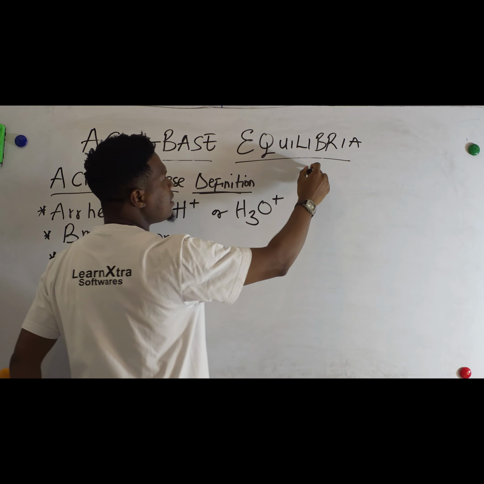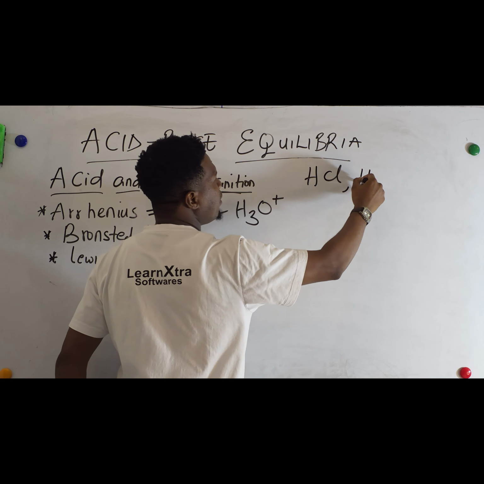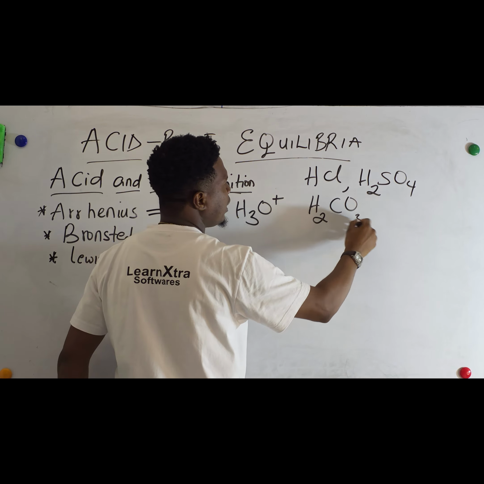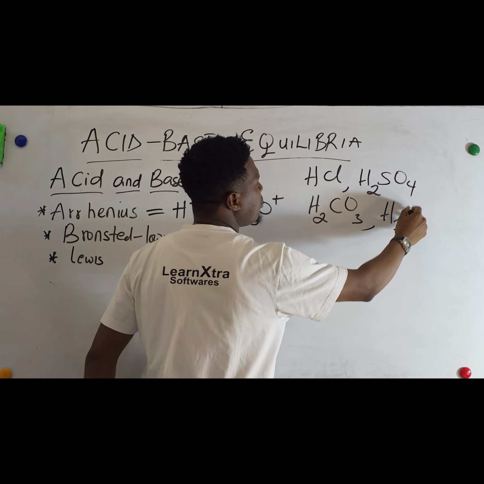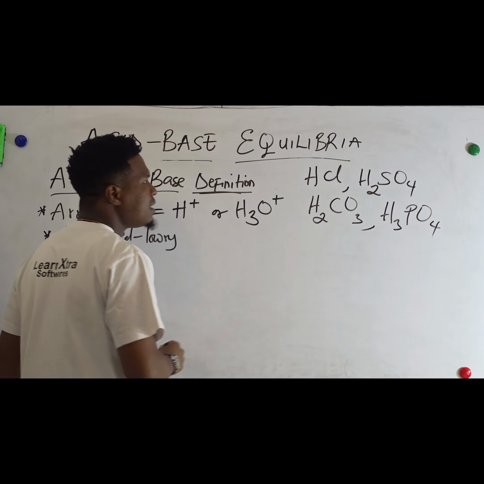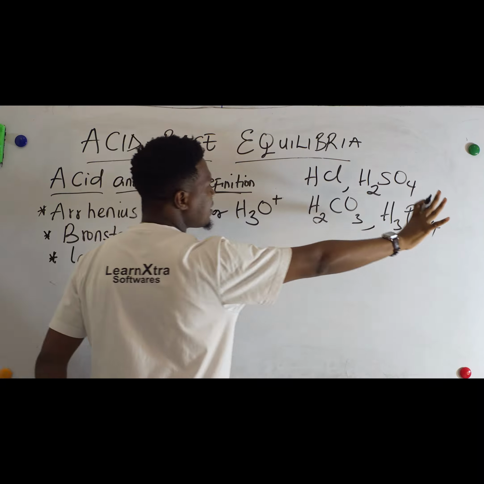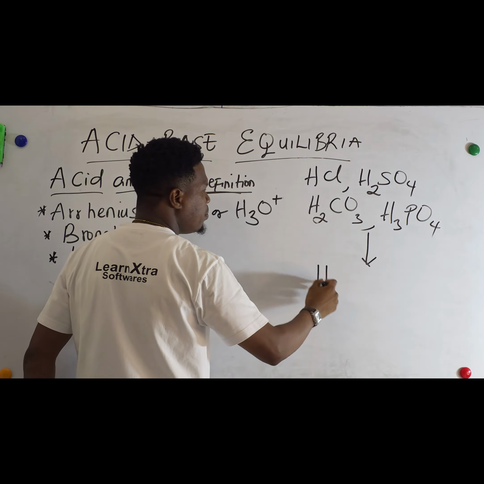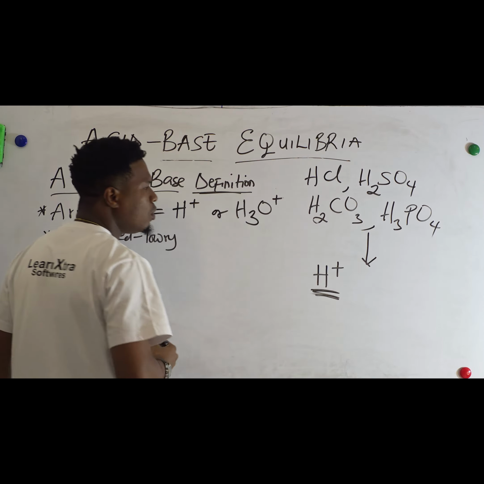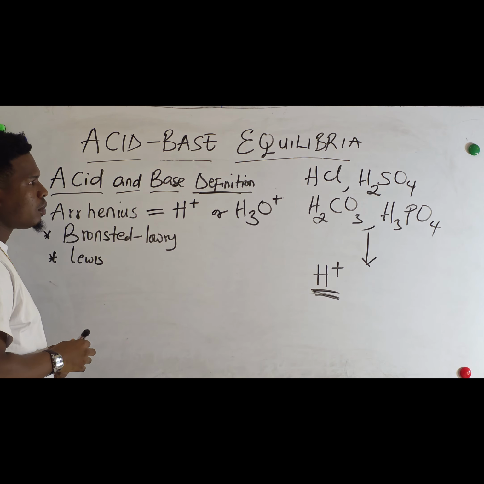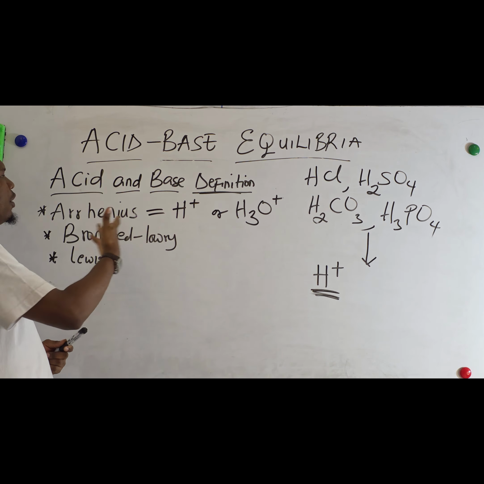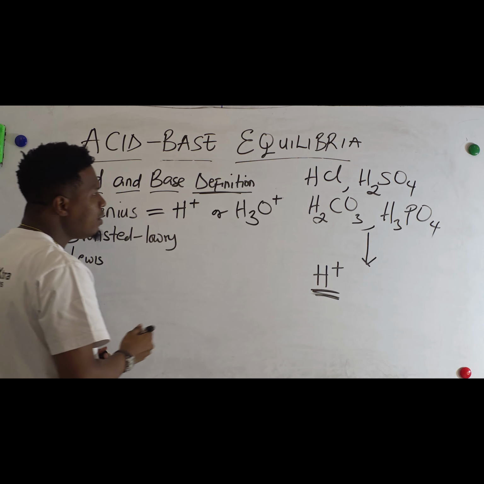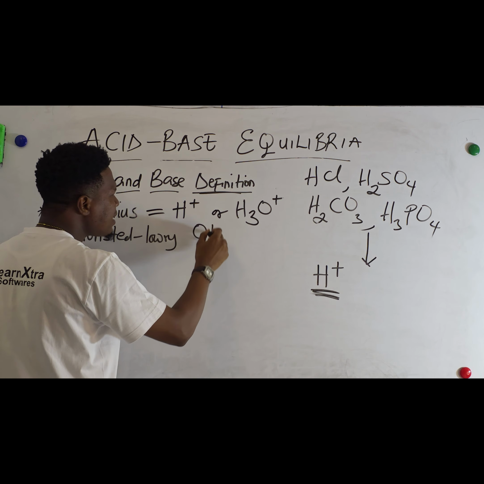Examples of Arrhenius acids: we have HCl, H2SO4, H2CO3, and H3PO4. All these are examples of Arrhenius acids because when all of them dissociate, they will liberate hydrogen ion as the only positive ion. The same thing goes with Arrhenius bases. Arrhenius bases are those substances that will liberate hydroxide ion.